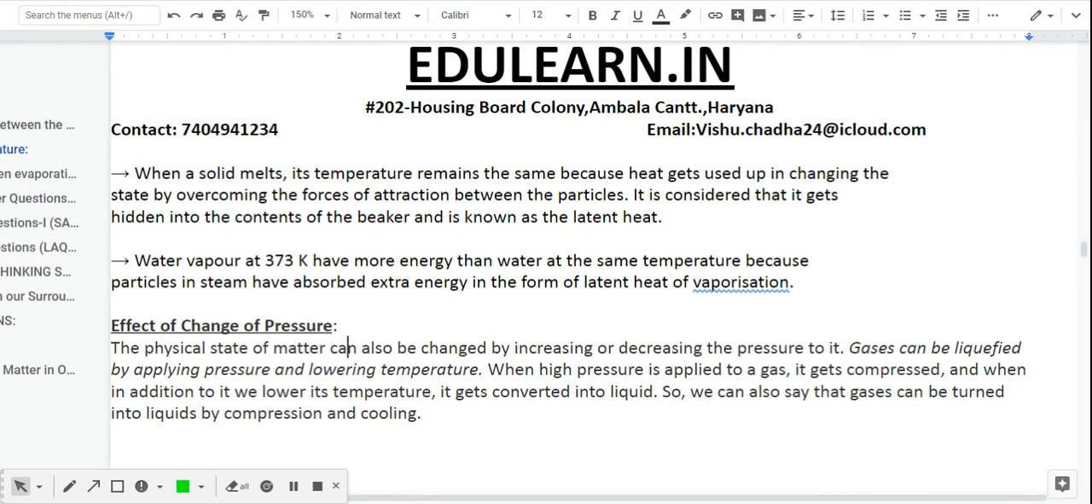The physical state of matter can be changed by increasing or decreasing the pressure. So, जो physical state से हमने पहले भी पढ़ा, it can be changed जब हम pressure को बढ़ाएं या घटाएं, along with the temperature obviously. So, gases can be liquefied by applying pressure or by lowering pressure. When high temperature, high pressure is applied to a gas, it gets compressed.